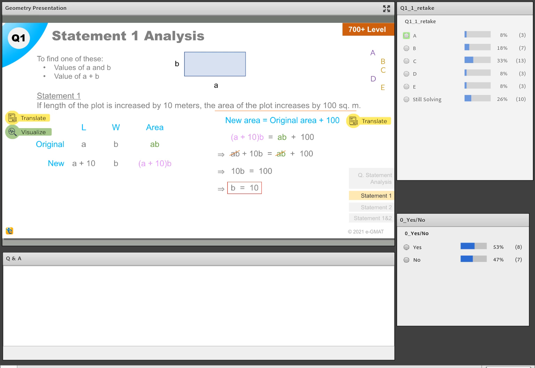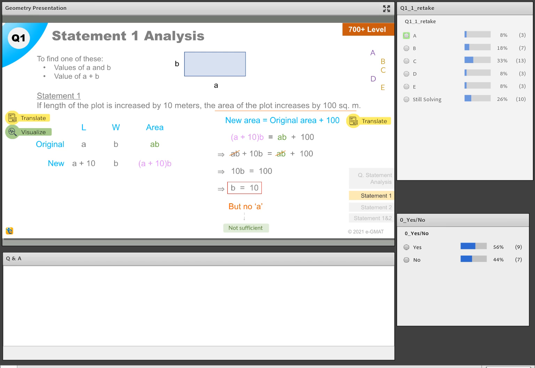Okay, and then all I do is I do the simplification, and then what I end up getting is the value of b, which means from this statement, what are we getting? We are getting just the value of b. We don't have the value of a, which means that the statement is not sufficient.